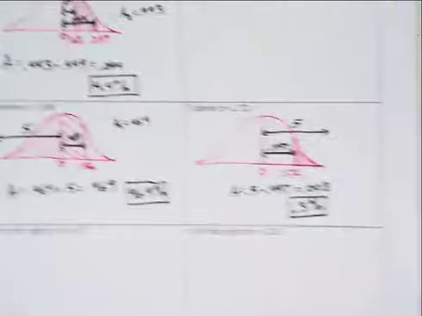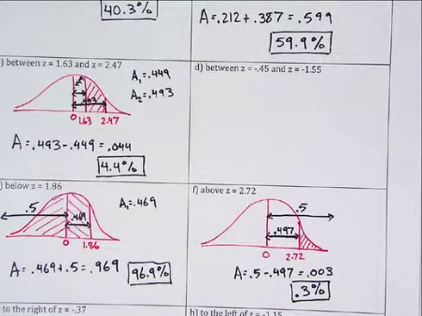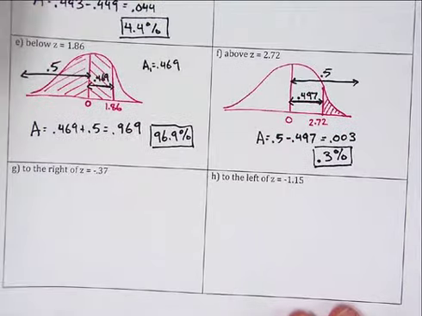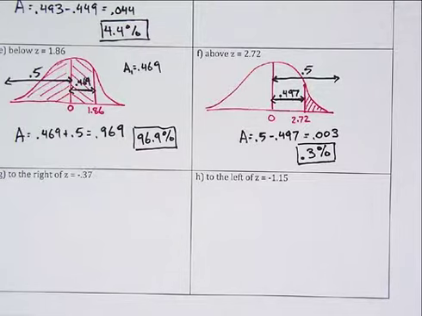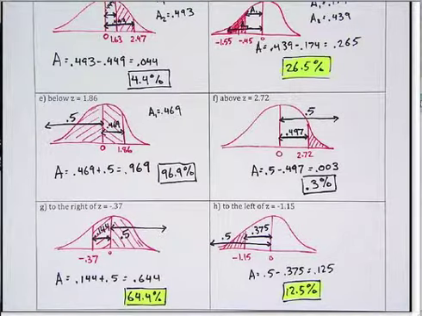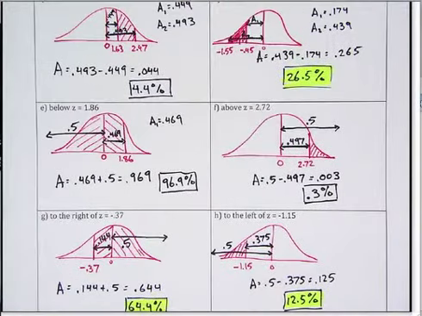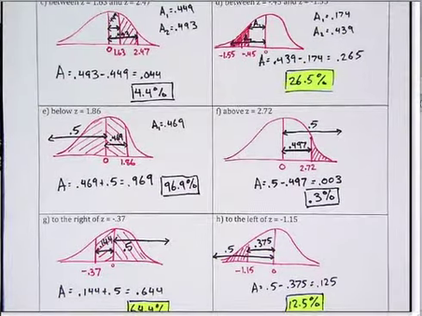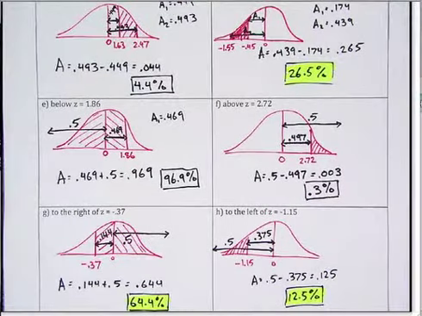All right. I want you now to go ahead and finish up D, G, and H. We'll come back together in a few minutes, check your answers, and then I'm going to show you how you can use the calculator to find all these. So go ahead and take a look at your answers for D, G, and H. Let's see how you did. For D, you should have gotten 26.5%. For G, 64.4%. And H, 12.5%.